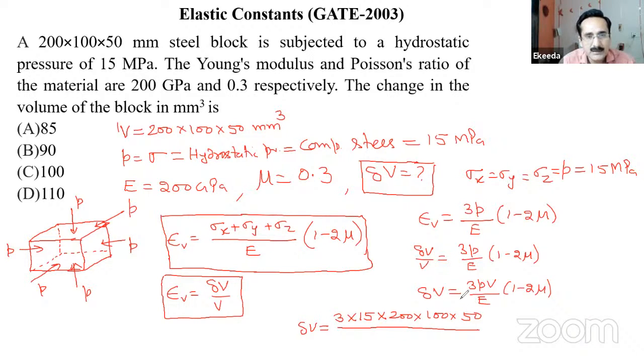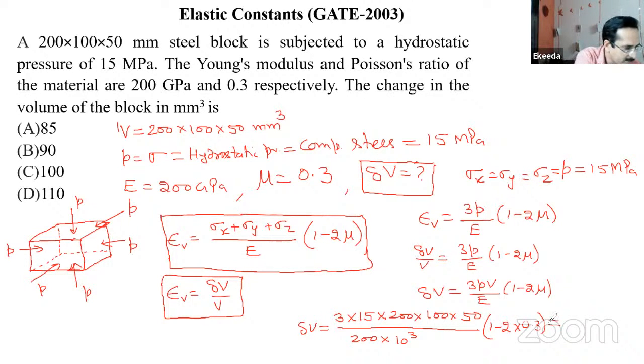Divided by E, which is given in gigapascal. Convert this into megapascal. So this is 200 gigapascal. When you multiply it with 1000, it will become megapascal. Then 1 minus 2 mu is given to us, that is 0.3. When you solve it, you will get the final answer for delta V.